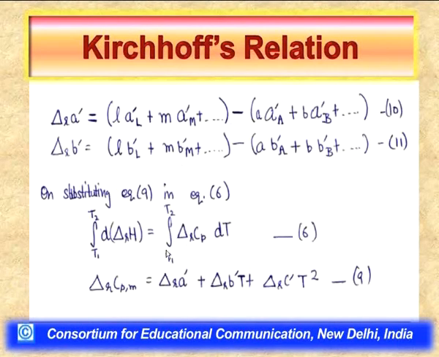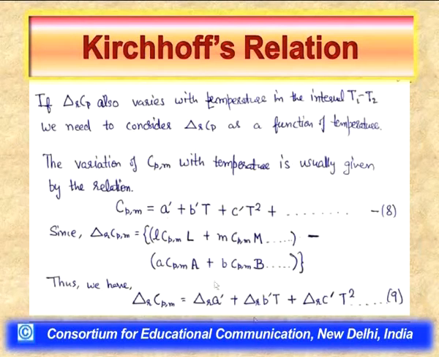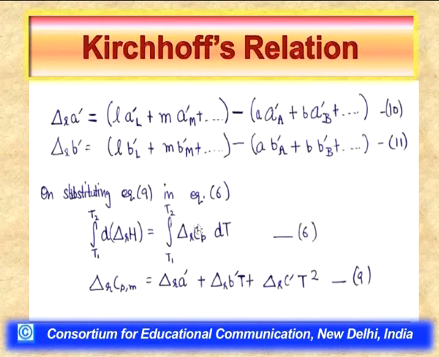Now having said this, let us now again consider equation 6, where integral T1 to T2 d delta RH equal to integral T1 to T2 delta R Cp dT. So if we substitute for delta R Cp in terms of equation number 9 here, then what we will get is the integral which will be having several terms such as delta R A dash plus delta R B dash T plus delta R C dash T square by 2 and so on and so forth.